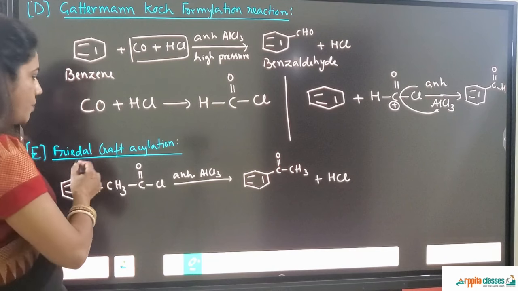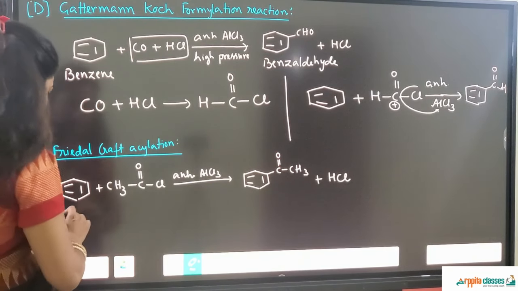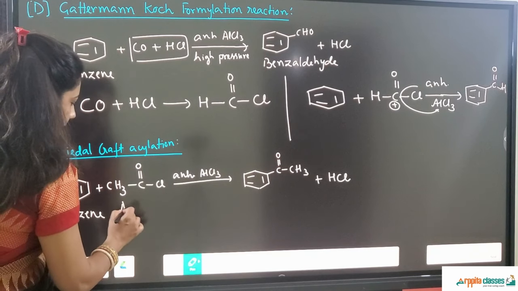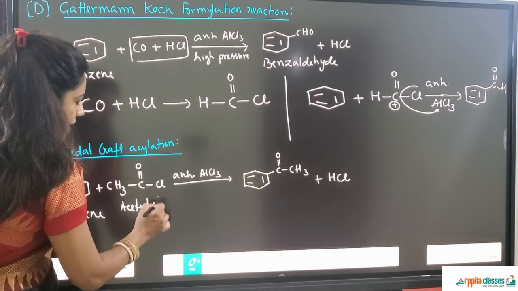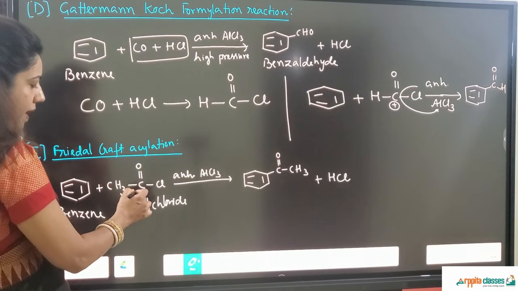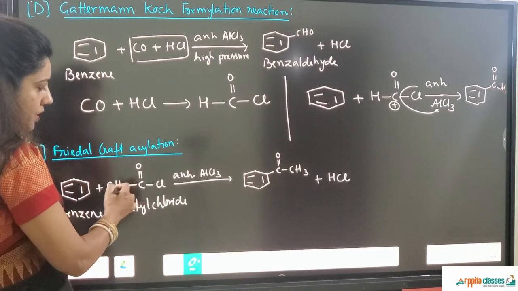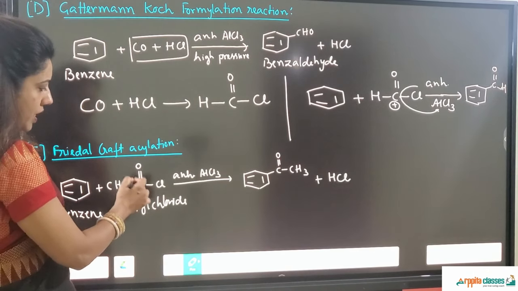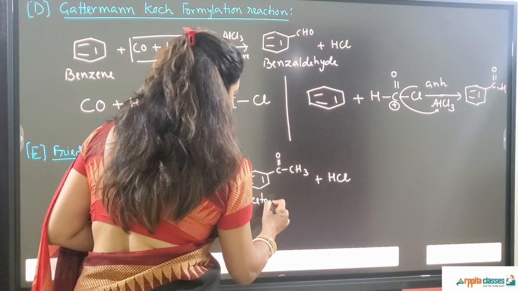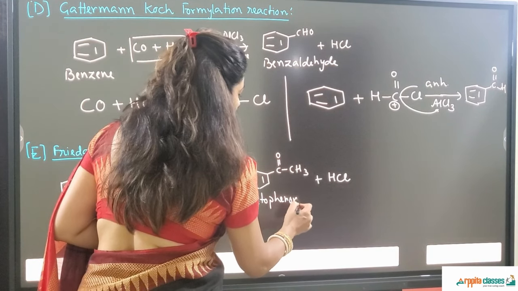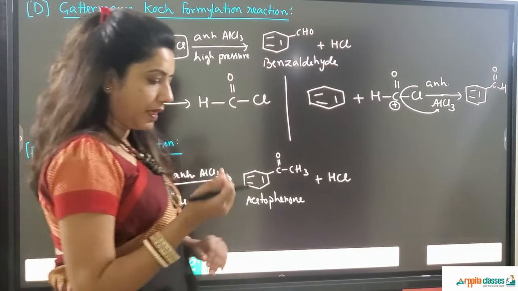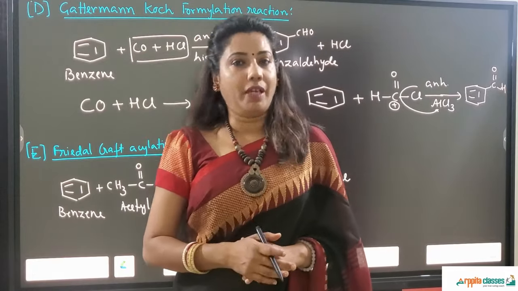And the last reaction is the Friedel-Crafts acylation reaction, where benzene is treated with acetyl chloride in presence of anhydrous AlCl3. Again the same thing will happen here. The electrophile is COCH3, C plus. That will get attached over here, and we will get acetophenone as the product. So in both the reactions, anhydrous AlCl3 is very important, because that gives rise to the generation of the electrophile.